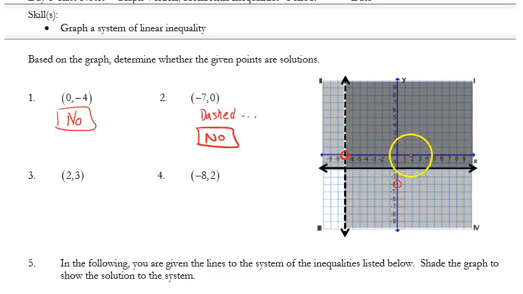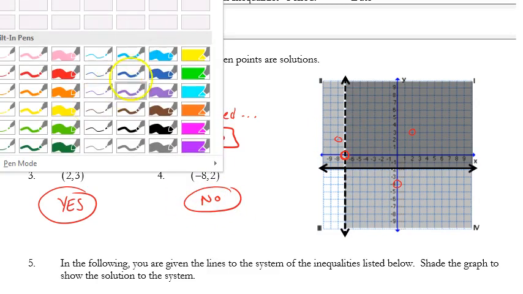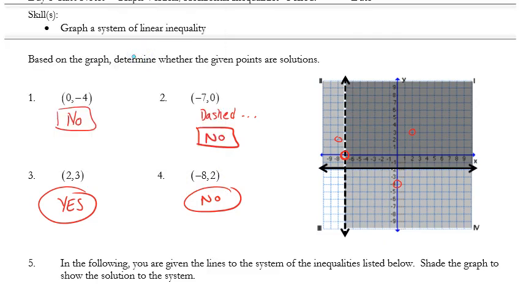The ordered pair (2, 3) would be up here. That's a yes. That's in the dark shaded region. That's a solution. Then (-8, 2) is up here, again, just like the first one, just like (0, -4). That's the light shaded area. That's not a solution. Now there's one on here, or not on here, that I want to talk about.